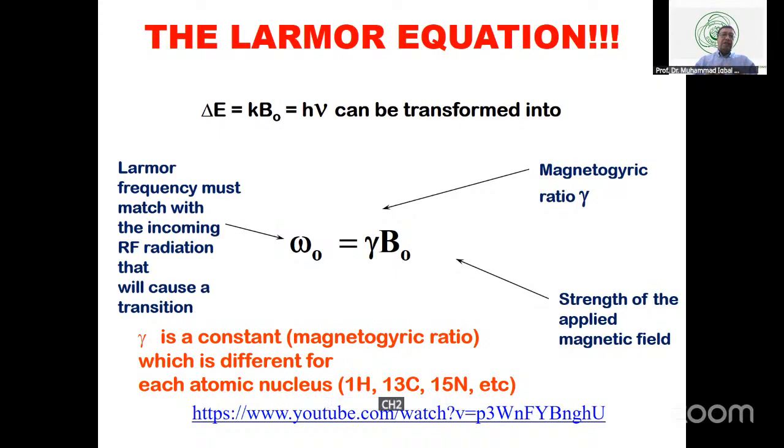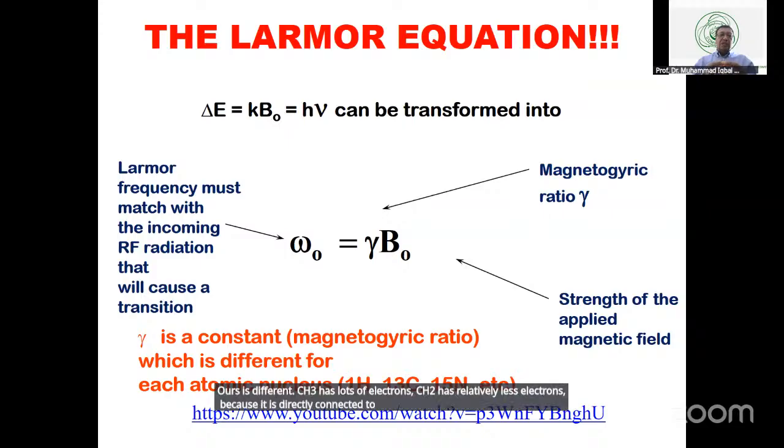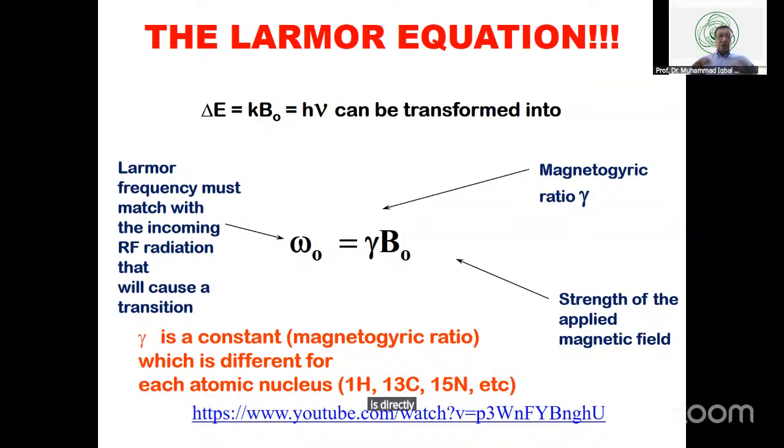CH2 is different, OH is different. CH3 has lots of electrons. CH2 has relatively fewer electrons because it is directly connected to an electronegative atom, oxygen. And then, of course, the proton is directly connected to oxygen. As a result, the electron shielding in all 3 types of protons is different, and as a result, the Larmor frequency for them would be different.